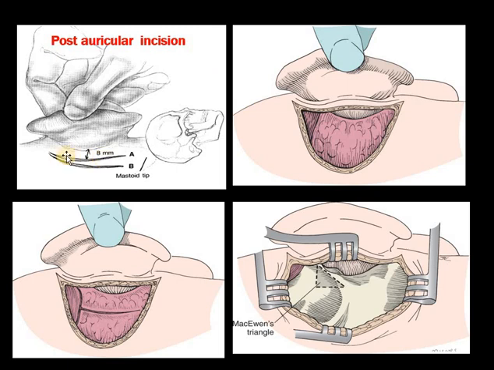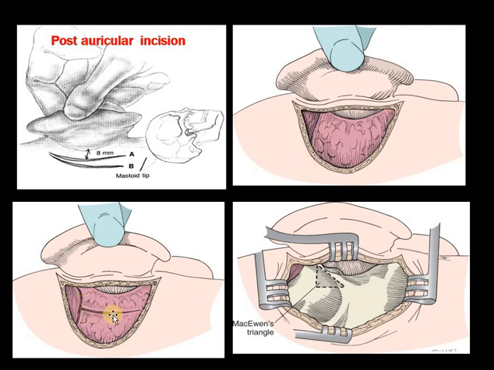This is the post-auricular incision, which is made around 5 mm away from the post-auricular sulcus. Minimum 5 mm away, okay, from the post-auricular sulcus, from the upper attachment of pinna to the mastoid tip. This is the incision which has been deepened, and this is the subcutaneous tissue and the connective tissues. Here you can see the muscle.